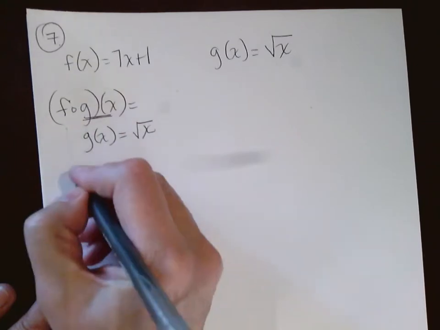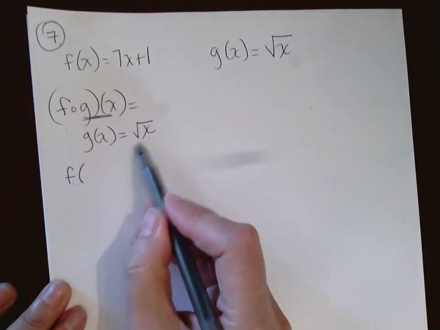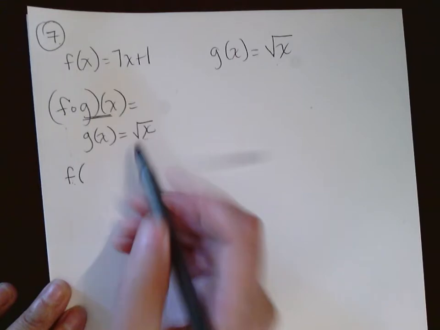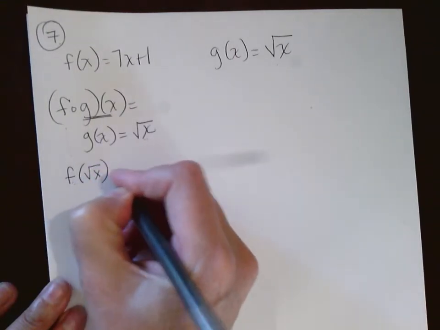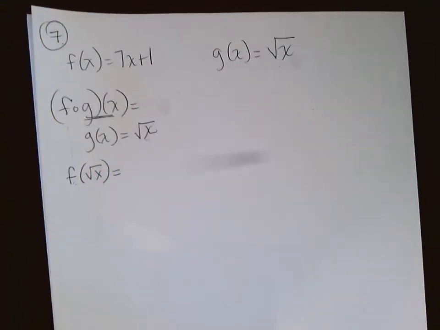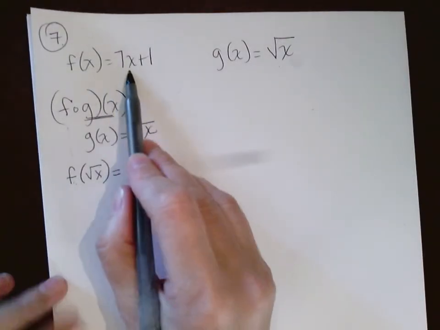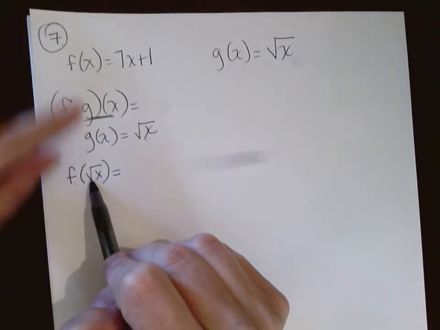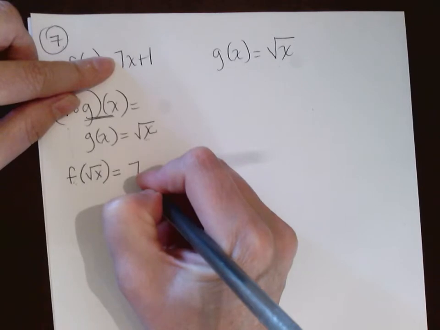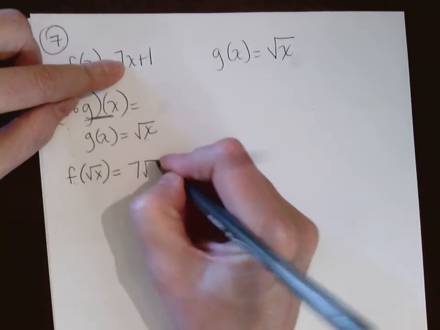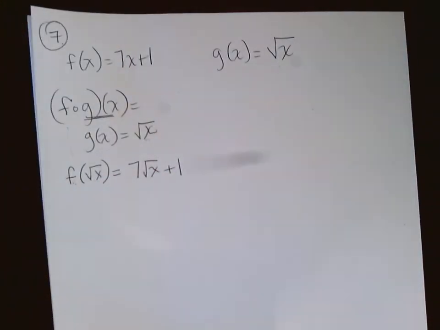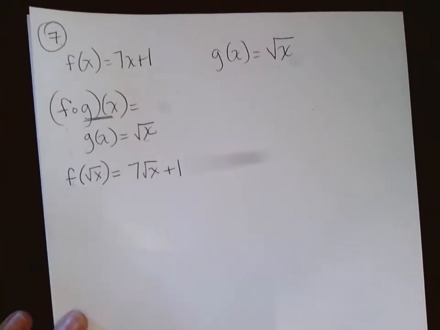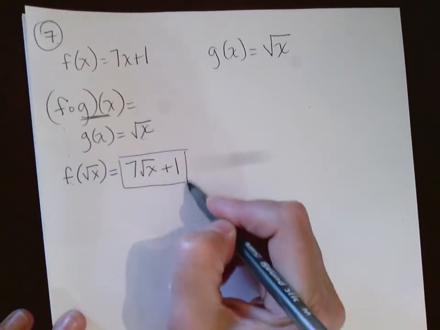Now, drop down this f. I'm finding f of whatever that answer was. So the square root of x comes here, which means I go to my f function, so up here, and wherever I see an x, what am I going to replace it with? A square root of x. So I will have 7, replace x with square root of x, plus 1. And then that's as far as I can go with that. So there is that answer.